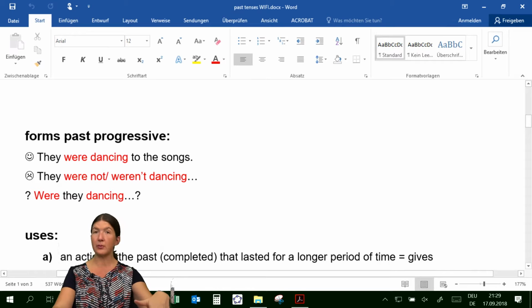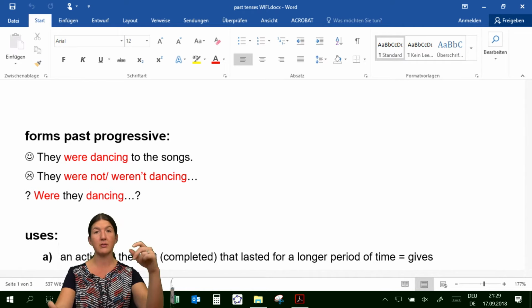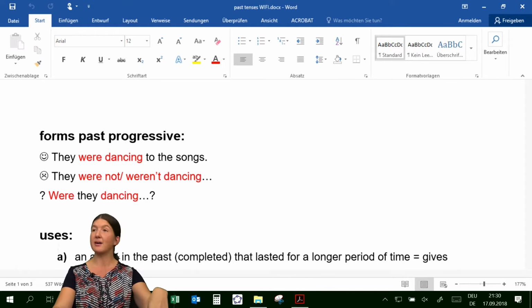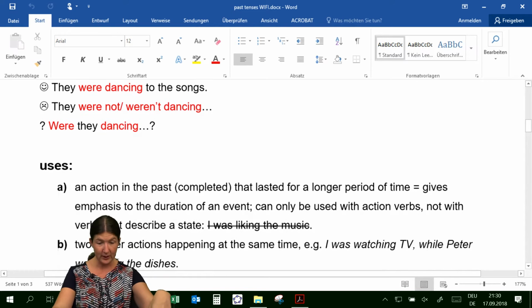Past progressive for longer actions or two longer simultaneous actions, or for emphasizing that something did take a considerable amount of time. If I very proudly say that I was studying for 5 hours yesterday, I want my audience to be proud of me, because 5 hours is a lot. Well, for me it is at least. I was studying for 5 hours is kind of like, great, Karina, done a good job. You must know everything now.